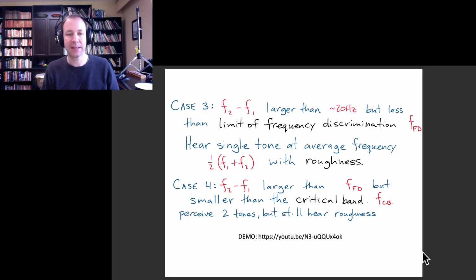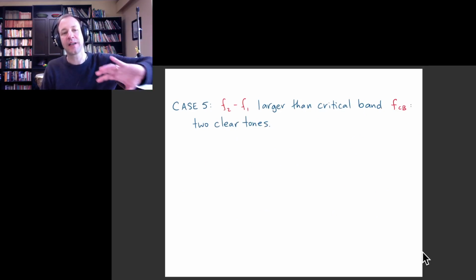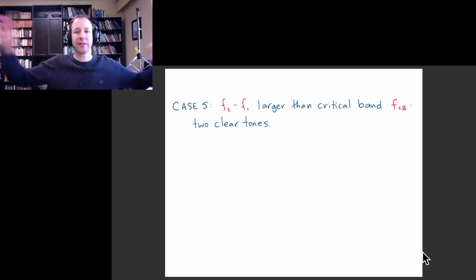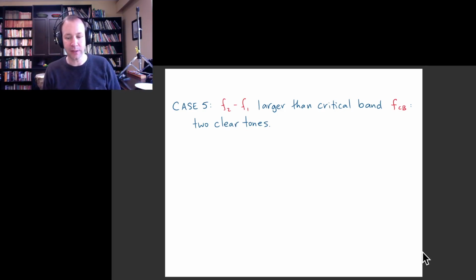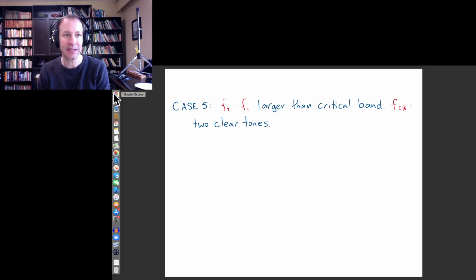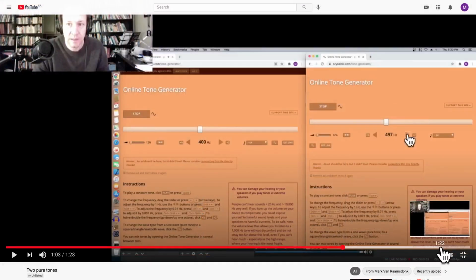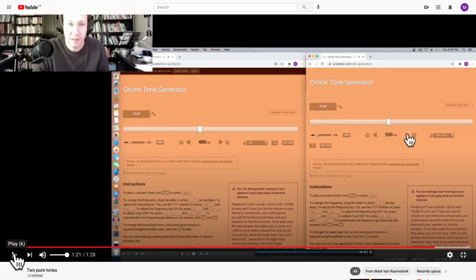Okay. And so finally, once we got to a large difference in frequencies, then we hear two fairly clear pure tones. Let's hear that one more time. So jumping all the way to the end, we can hear it just sounds like two different notes.